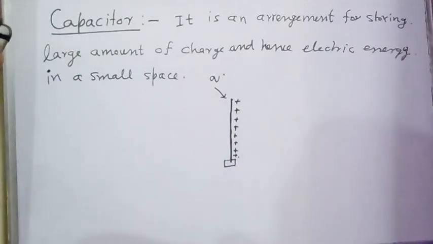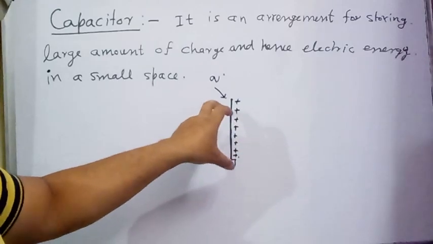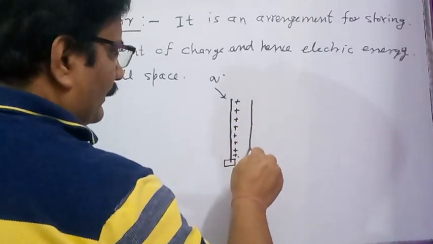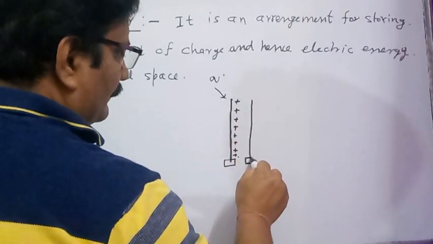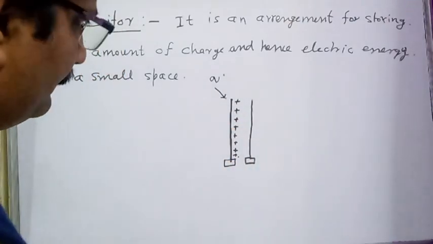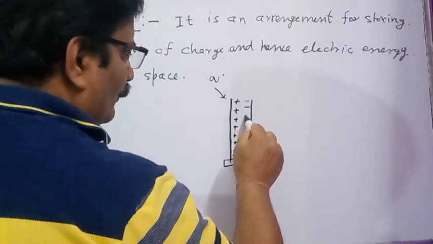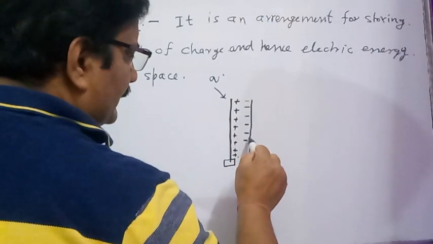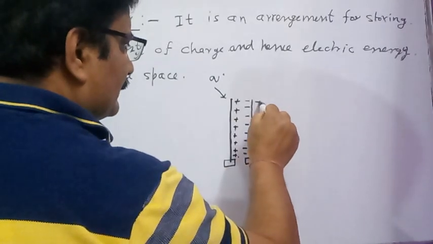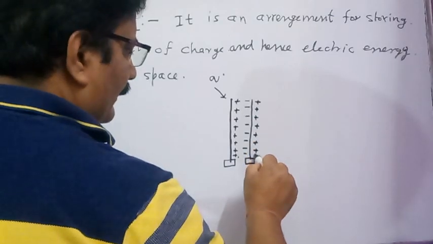Now how can we decrease the potential on the surface of this first conductor? If we place another conductor very close to the first conductor, then by electrostatic induction, as we know, the same amount of negative charge is stored on the near end of that second conductor. At the same time, the same amount of positive charge is induced at the far end of the second conductor.